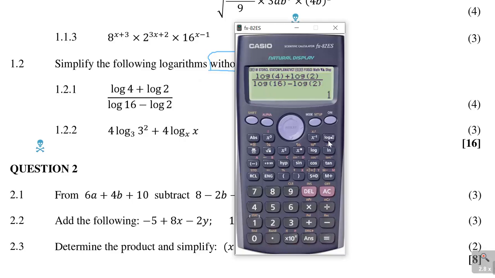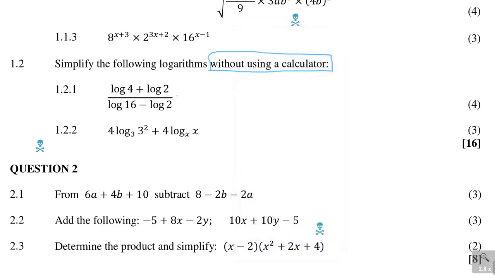Punch the calculator, you get a 1. So you know that here I must get a 1. The question is, how did the calculator get a 1? So let's solve it.